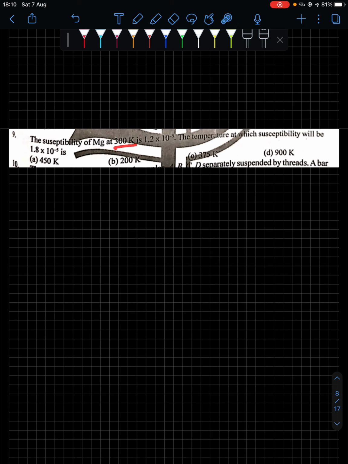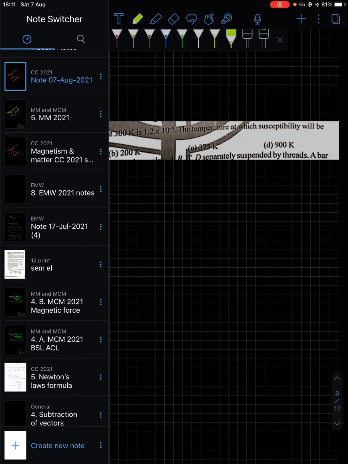Next question, susceptibility of magnesium is given. Magnesium at 300 Kelvin is given, 1.2 into 10 to the power minus 5. The temperature at which susceptibility will become, this is what. Now you know that susceptibility is inversely proportional to temperature.